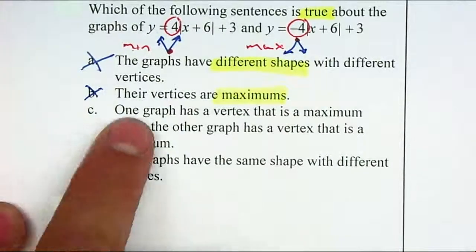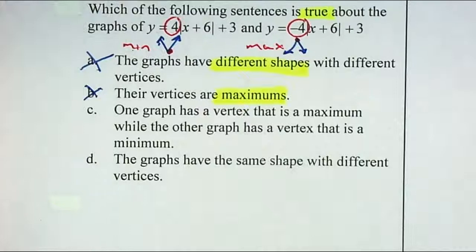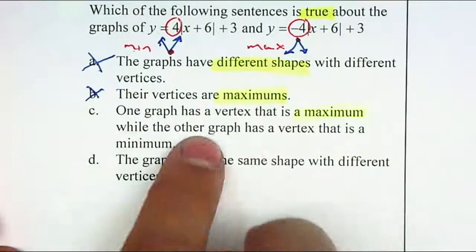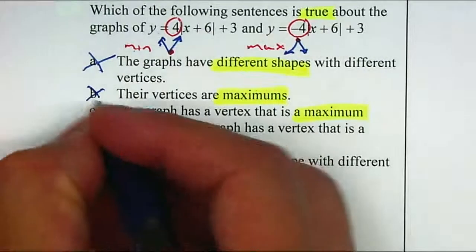Letter C. One graph has a vertex that's a maximum, while the other graph has a vertex that's a minimum. Correct. One of them is a minimum and one of them is a maximum, so therefore your answer is C.